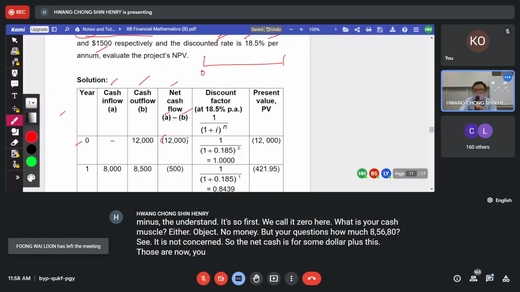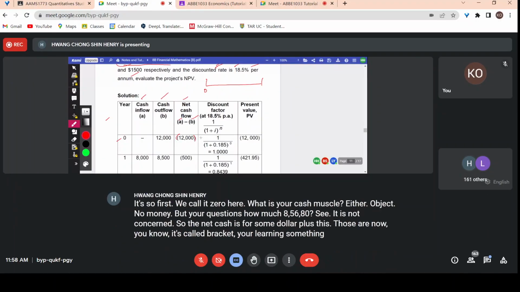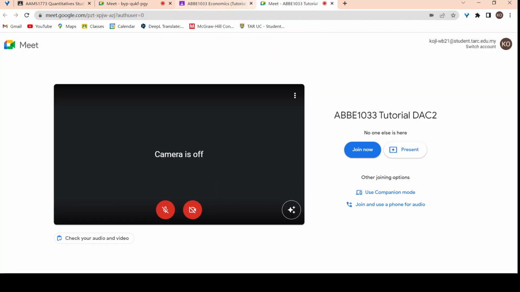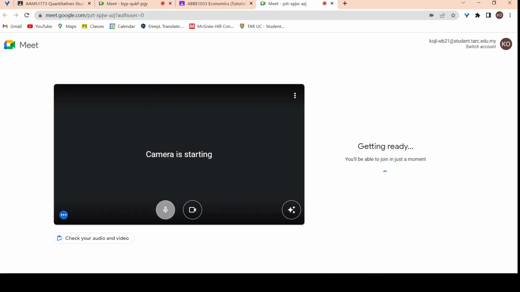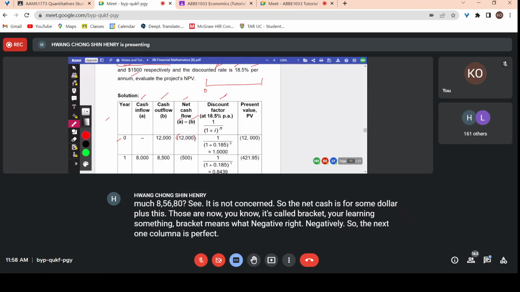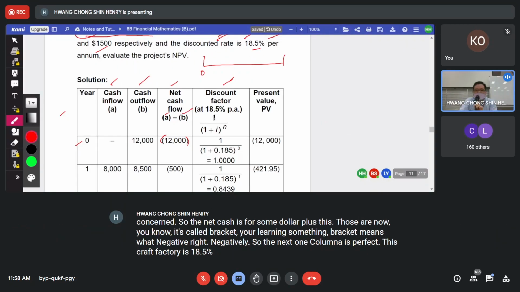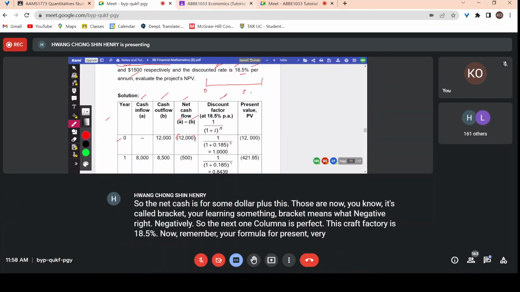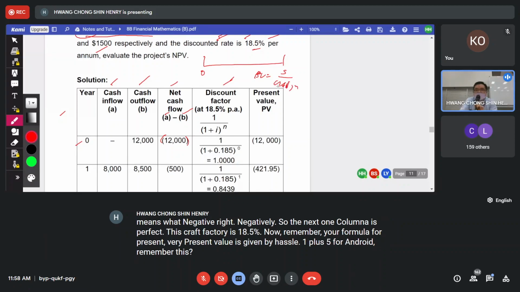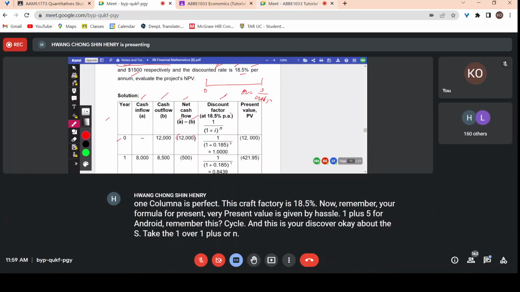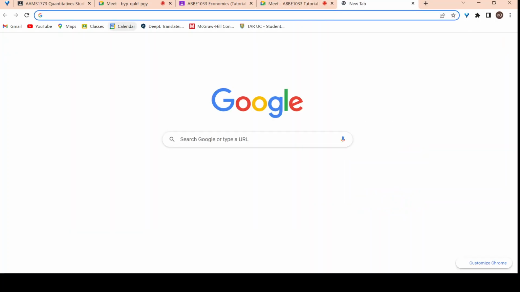Now, do you know what is called bracket? You all learned accounting. Bracket means negative, right? Or you can put it in red color. Negative, red color already. So the next column is discount factor. Now this discount factor is 18.5%. Now remember your formula for present value. Present value is given by S over (1 plus i) to the power n, right? This is your discounting factor. Forget about the S, take the 1 over (1 plus i) to the power n. This is called discount factor.